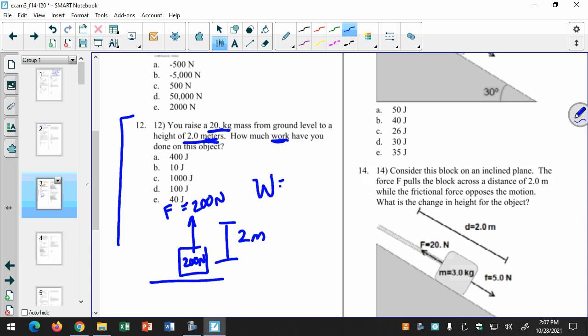So the work that I do on this object is equal to F D cosine theta. Now in this case, the angle theta is the angle between the force and the displacement, and so that's equal to 0 degrees. You will see problems where theta is just not mentioned. Almost always, that angle theta is going to be equal to 0 degrees. I'll show you one where that's not the case. But in this case, the angle theta is 0 degrees, and so cosine of 0 is equal to 1.